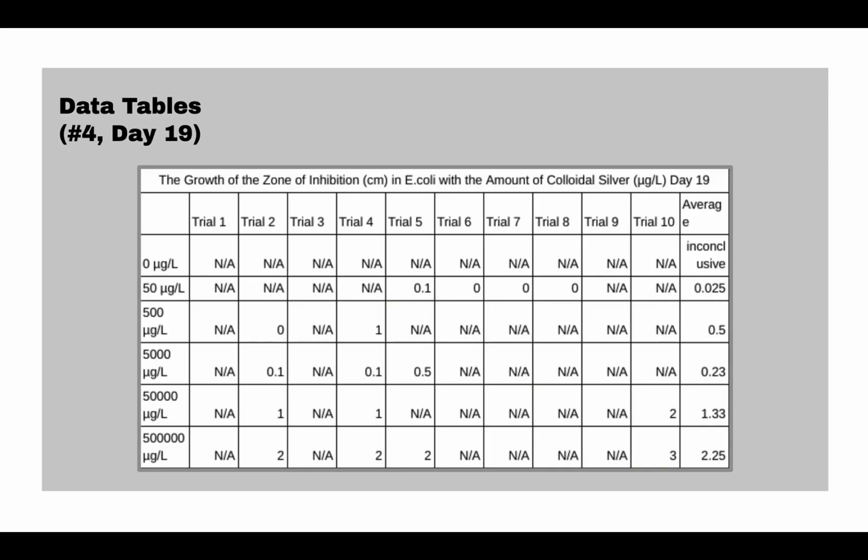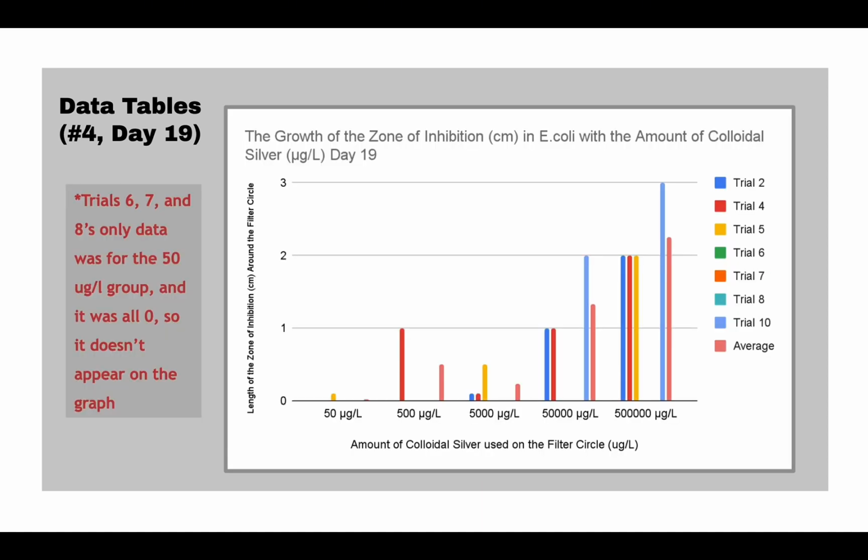Here was data tables for day 19. For trials 6, 7, and 8, the only data was for group E, or the 50 micrograms per liter group, and it was all 0, so it does not appear on the graph.